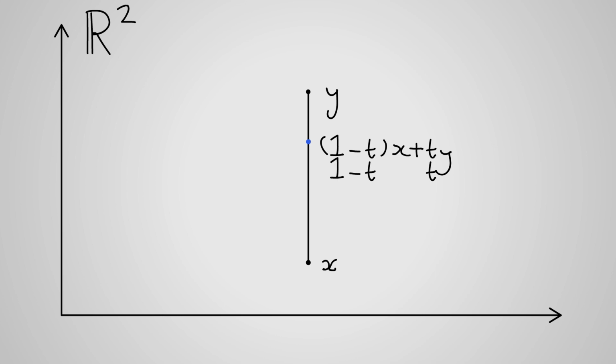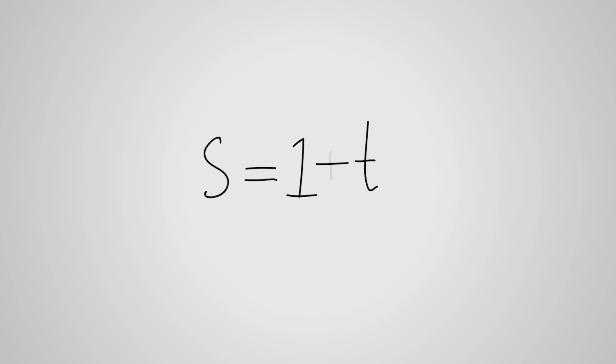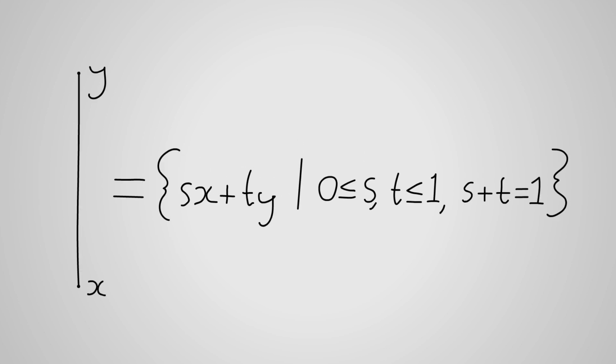Notice that the coefficients here, t and 1 minus t, are both between 0 and 1 since t is, and their sum is t plus 1 minus t equals 1. In fact, if you add any number s to t and get 1, then s must be 1 minus t. So you could also say that the line segment is the set of points of the form sx plus ty, where s and t are between 0 and 1 and add to 1.